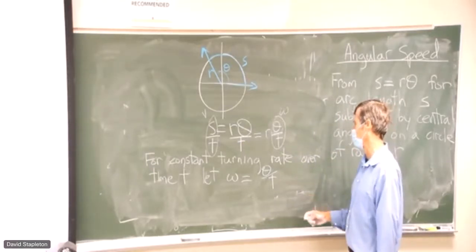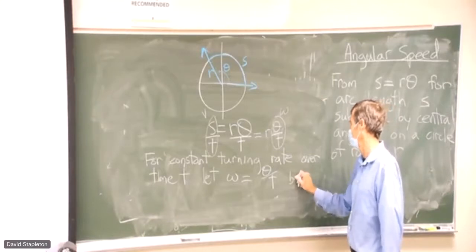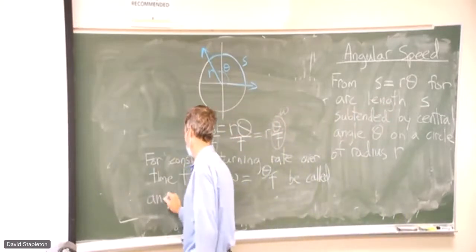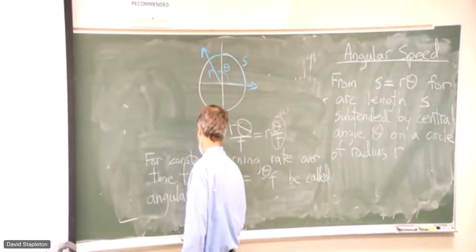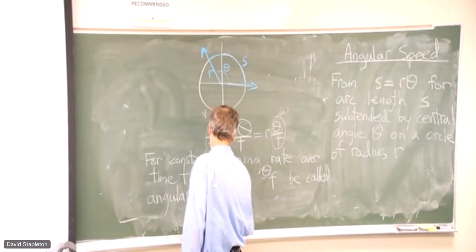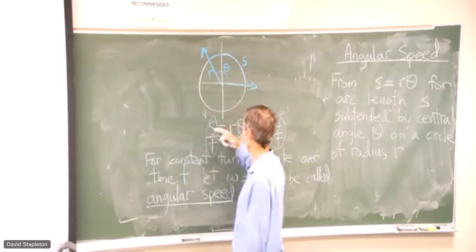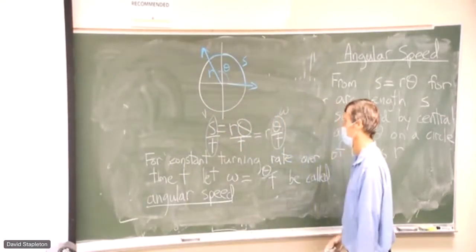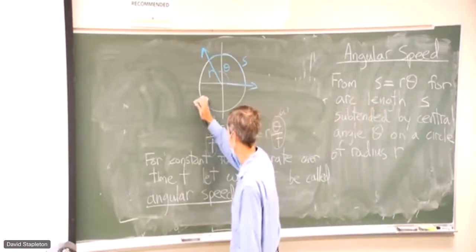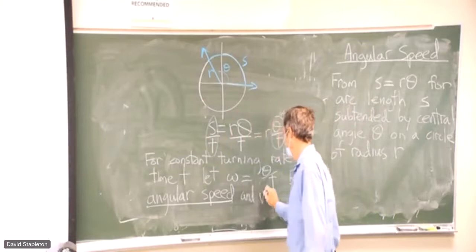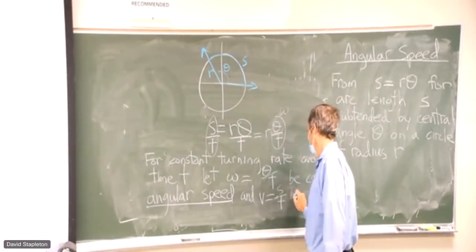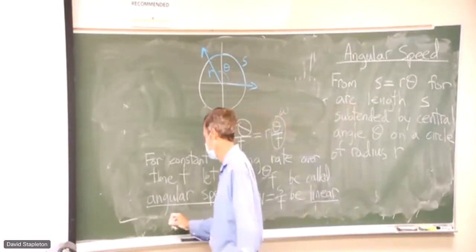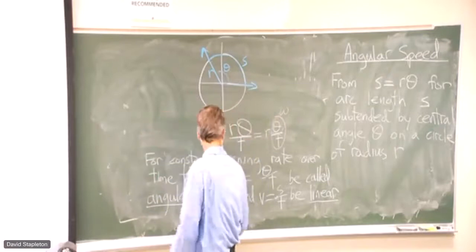Let omega equal theta divided by time. Well, what should we call it? Let's call it angular speed. Or if you allow negatives, then it's angular velocity. And just like we took distance divided by time as linear speed, linear doesn't mean it's moving along a line. It just means it's distance if you stretch the tape measure out along a line.